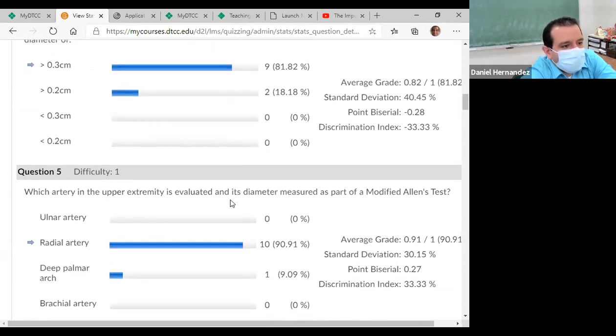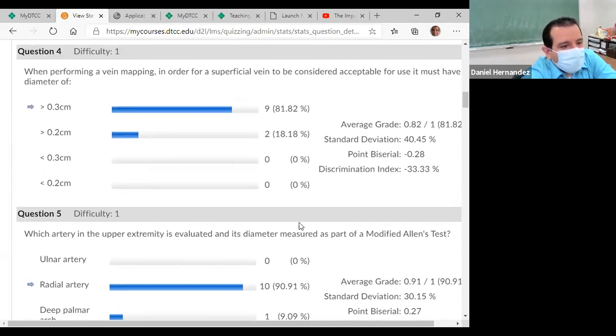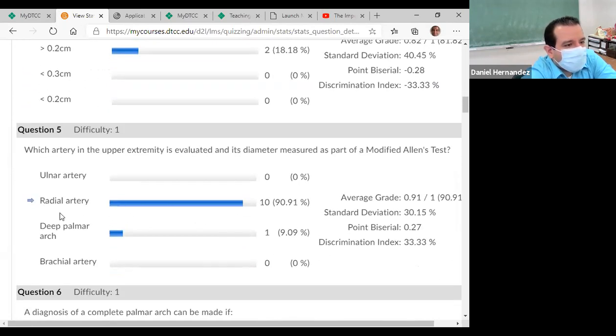An artery in the upper extremity is evaluated and its diameter is measured as part of a modified Allen's test. So that's the radial artery that we look at. And the test is in order to determine if there's an intact palmar arch. So we won't take that artery unless that palmar arch is intact.